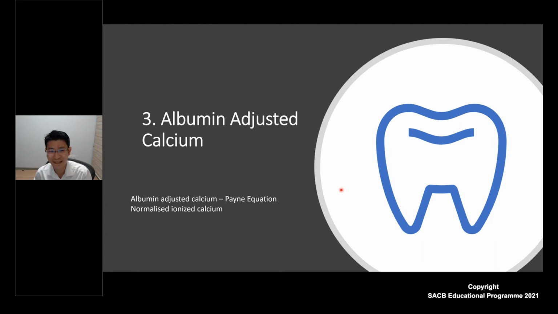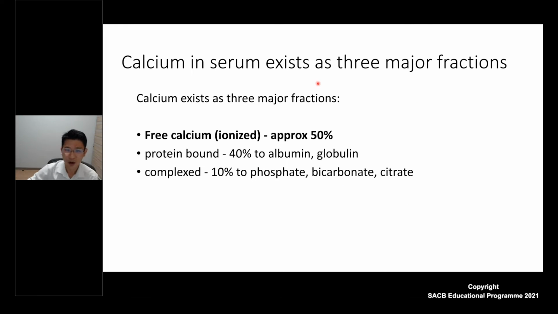Thirdly, we are going to go through albumin adjusted calcium. Generally there are two names: one is albumin adjusted calcium, the other is corrected calcium. Some labs report it as corrected calcium, but generally both are acceptable. Calcium exists in three major fractions. Number one is the free calcium, also known as ionized calcium, at 50%. Then there is the protein bound component, 40% bound to albumin and globulin. Globulin is just the protein minus albumin and fibrinogen. The remaining 10% is complexed with citrate, bicarbonate, and phosphate.